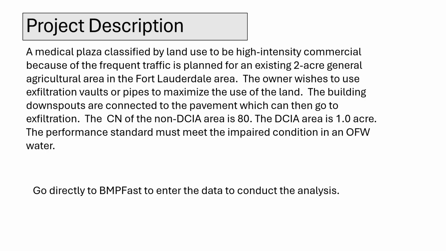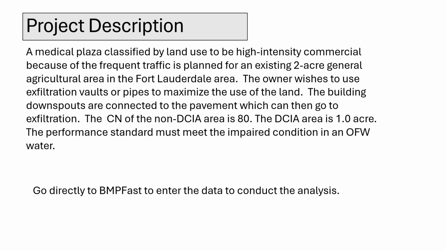A few key design parameters are provided. The curve number for the non-directly connected impervious area, or non-DCIA, is 80. The DCIA, meaning the directly connected impervious area, is 1 acre. These values are important inputs for the analysis. In terms of water quality requirements, the performance standard must meet the impaired condition criteria because this site drains to an outstanding Florida water, or OFW, which carries a higher level of protection.